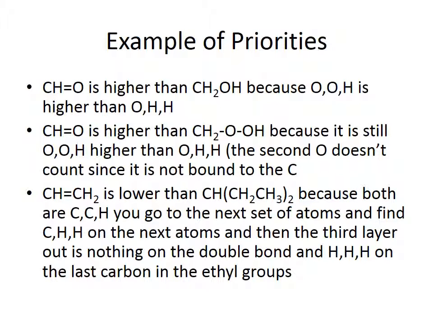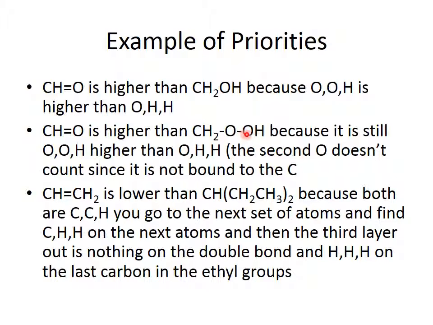So let's go through some more examples here. If I look, this right here is an aldehyde group, and over here we have a hydroxymethyl group. The carbons are the same. The next layer out is oxygen, oxygen, hydrogen. The next layer out here is oxygen, hydrogen, hydrogen. Because oxygen, oxygen, hydrogen gives a higher mass than oxygen, hydrogen, hydrogen. The oxygen weighs more than this hydrogen. We give it higher priority.